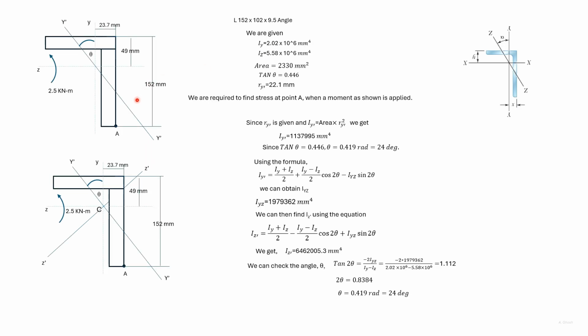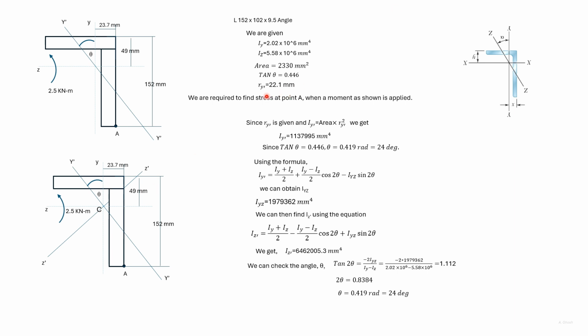Here we have an unequal angle and we are required to find out the stress at the point A due to the moment as shown. We are given Iy, Iz, the area of this unequal angle, tan theta, and r y dash. Y dash is a principal centroidal axis. Let the other principal centroidal axis, Z dash, be 90 degrees to y dash and pass through the centroid.